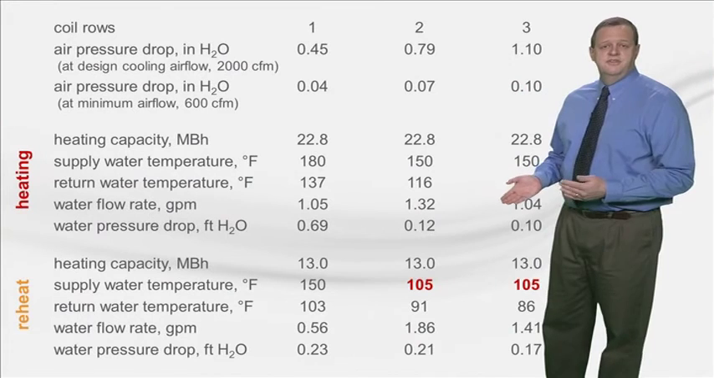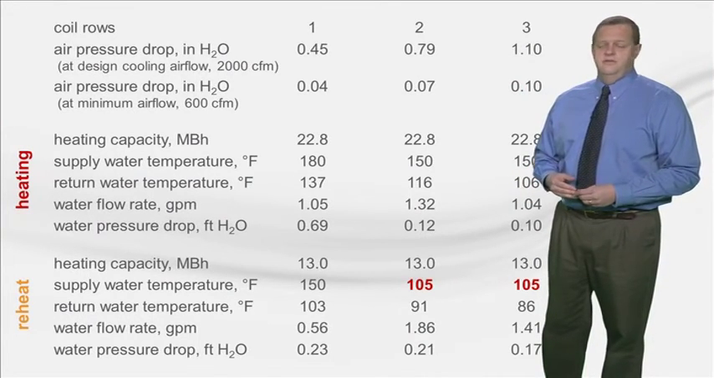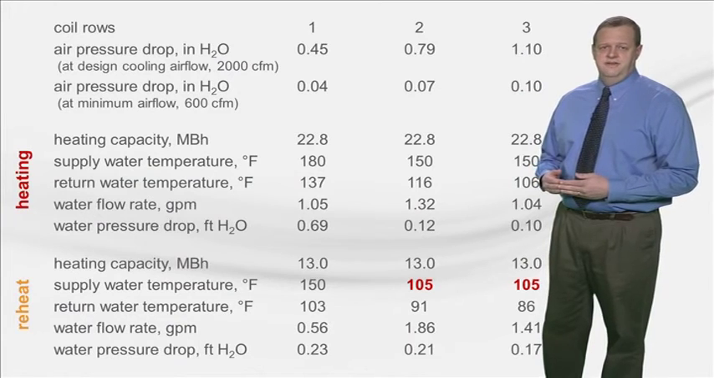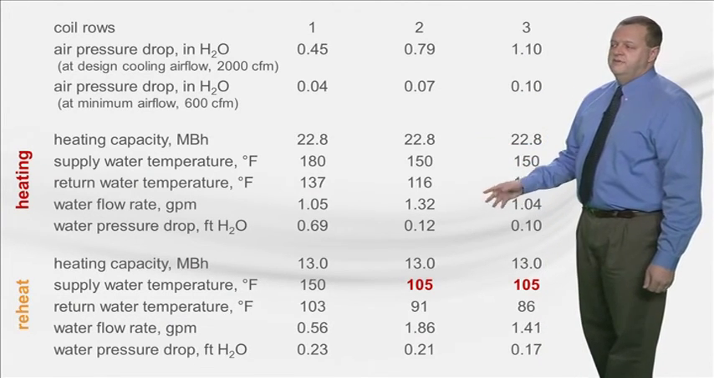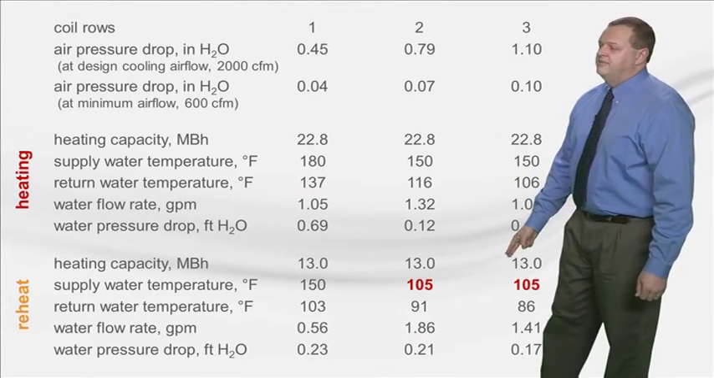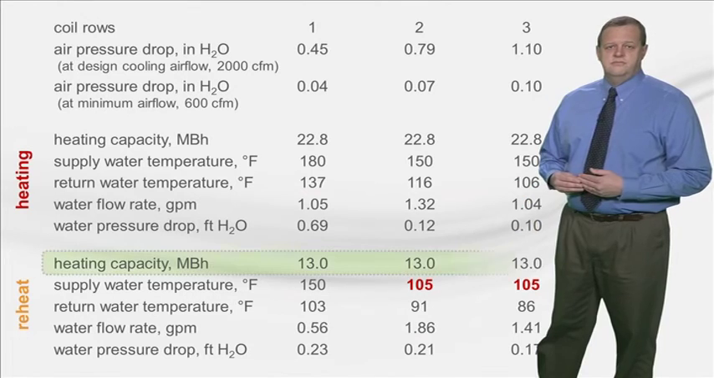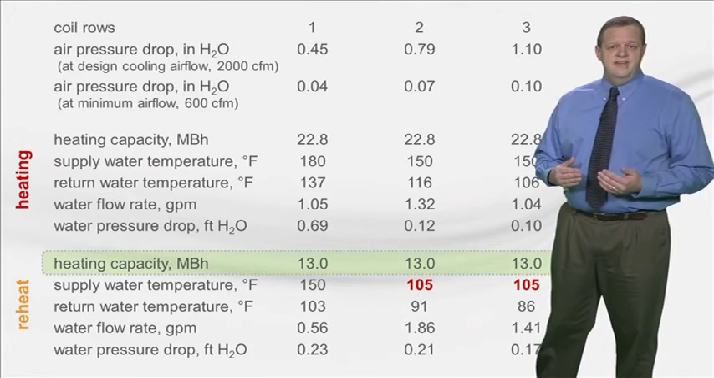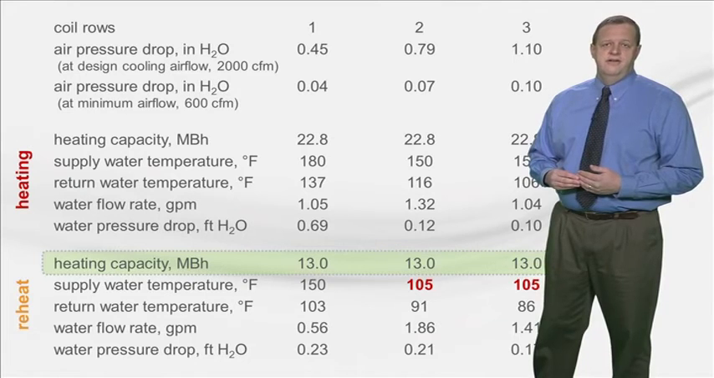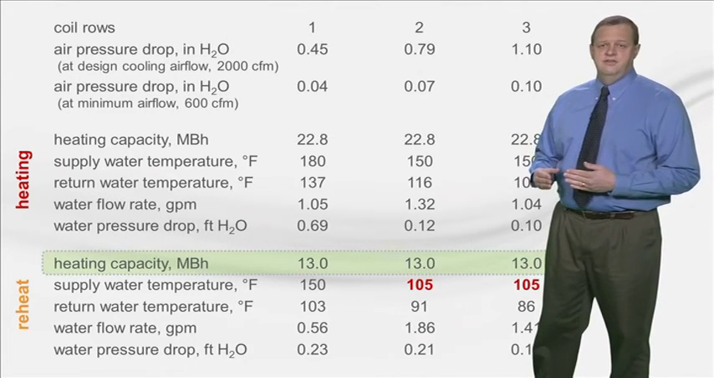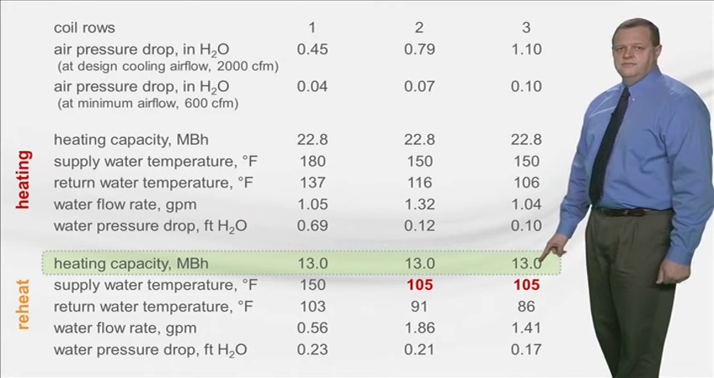showing a VAV terminal selected to deliver 2000 CFM at cooling design conditions with a minimum airflow setting of 600 CFM. This top section for heating mode you've seen before, but the bottom section now shows operation in the reheat mode. As Todd explained, at worst case, this coil needs to reheat the 600 CFM of primary air from 55 to 75 degrees, which requires about 13 MBH of capacity.